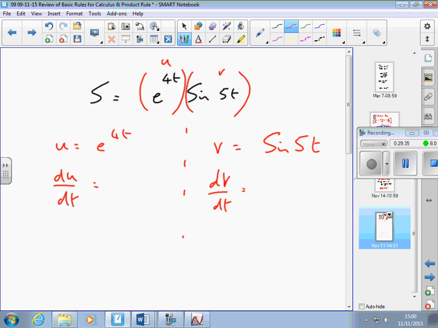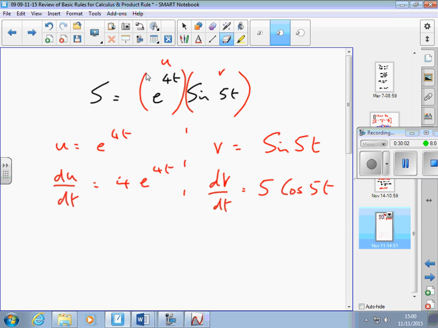In the exponential function, you'll see that the a just comes down and the rest stays the same. So that will be 4 e to the 4t. This is similar to the one we've just done. So the 5 comes out and goes in front. The sine changes to a cosine and the rest stays the same. So it's a one-line answer. This is not complicated.